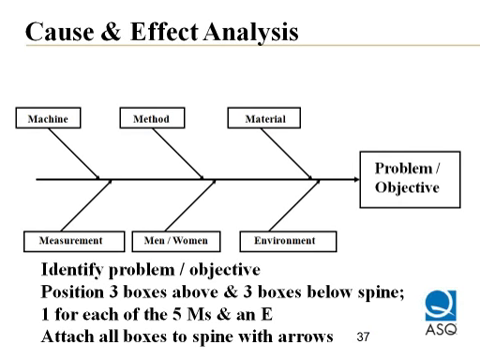Then we position 3 boxes above and below the spine of the fishbone, 1 for each of the 5 M's and an E, and then attach all the boxes to the spine with arrows. There's lots of software out there that you can do this with. I've done it a number of times with computer programs, and projected it up on the screen so that everybody who's working on this particular problem can see it being built up.